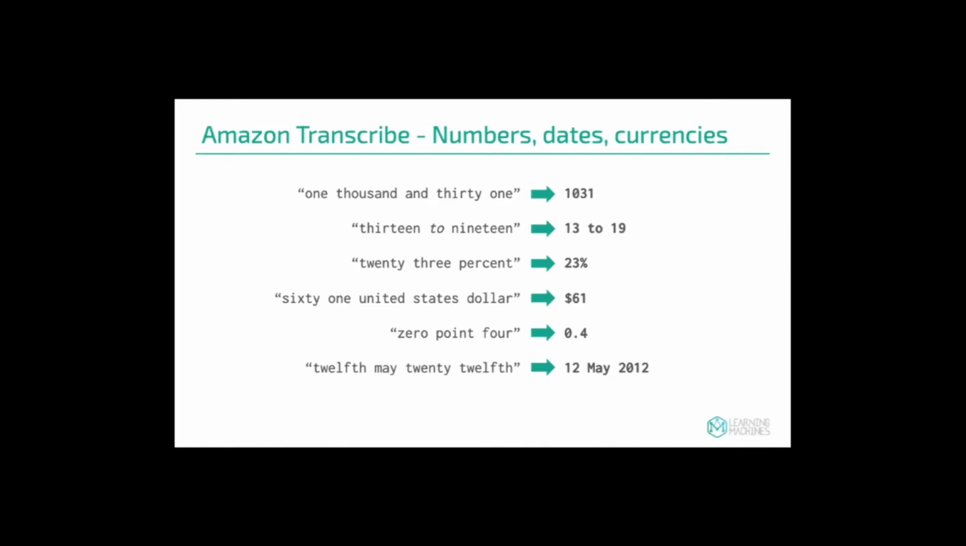And you can see there, for instance, in that example, the 12th of May 2012, the word 12 there being used in two different contexts. In one, it's the number of the month of May, and in the other case, it's the number of the year. And it does quite a good job of transcribing those.